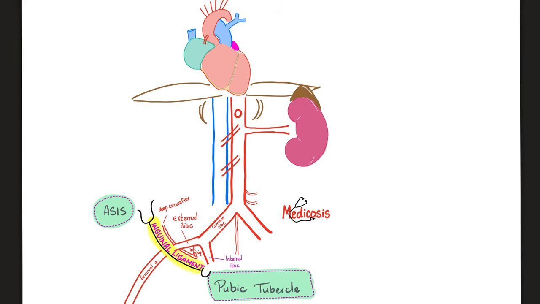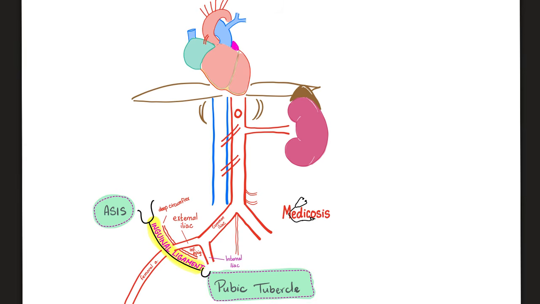The external iliac is basically the blood supply for the lower extremities, whereas the internal iliac is the arterial supply of the pelvis, which is today's topic. The main artery of the pelvis is the internal iliac artery, and the main vein of the pelvis is the internal iliac vein. The main lymph nodes of the pelvis are the iliac group of lymph nodes.